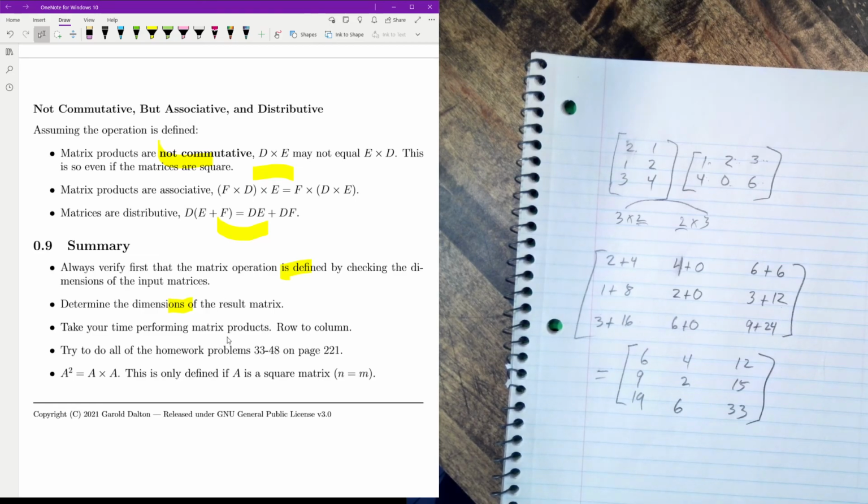And then there's some homework problems on page 220-21, problems number 33 to 48. Make an effort to do all of those. They'll help you have a better understanding of how to work with these, especially commutative, associative, distributive, how to add them together, whether the operations are defined, etc. And recall, when we say A squared, or any matrix squared, it's just the matrix times itself. So A to the 10th is the matrix times itself 10 times. Now you can only do that with a square matrix. That concludes lecture number 4.